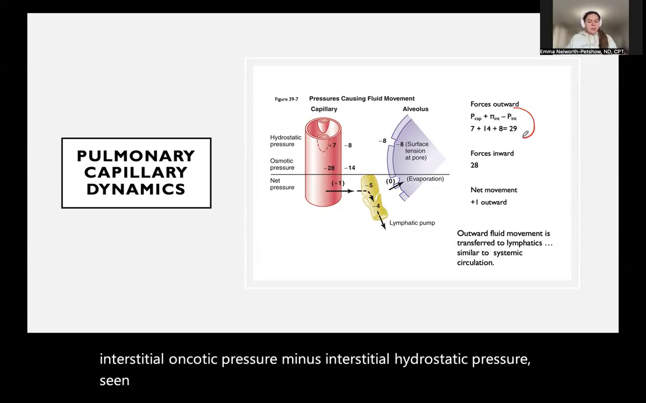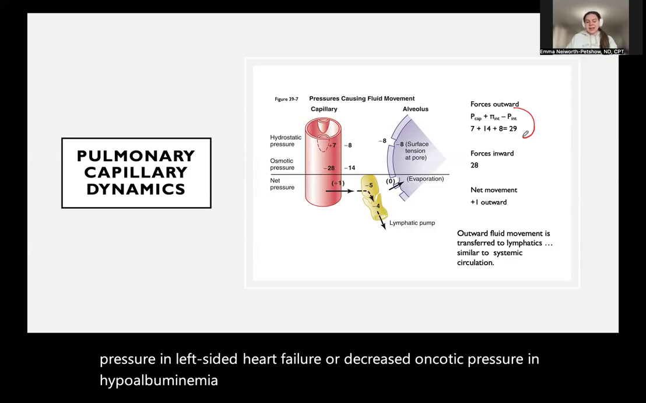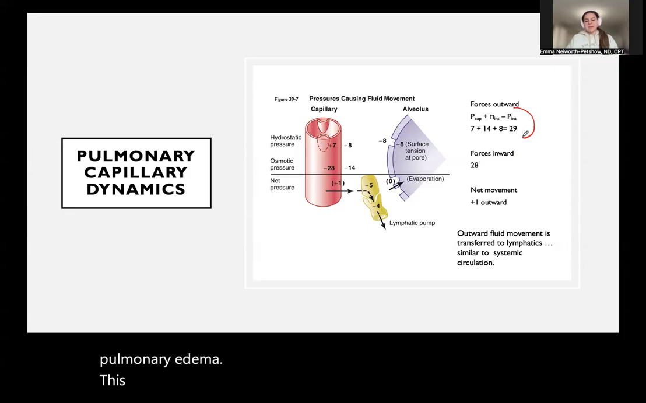Even a small disruption, such as increased capillary pressure in left-sided heart failure or decreased oncotic pressure in hypoalbuminemia, can overwhelm lymphatic clearance and lead to pulmonary edema. This is why pulmonary edema can develop rapidly compared to peripheral edema.